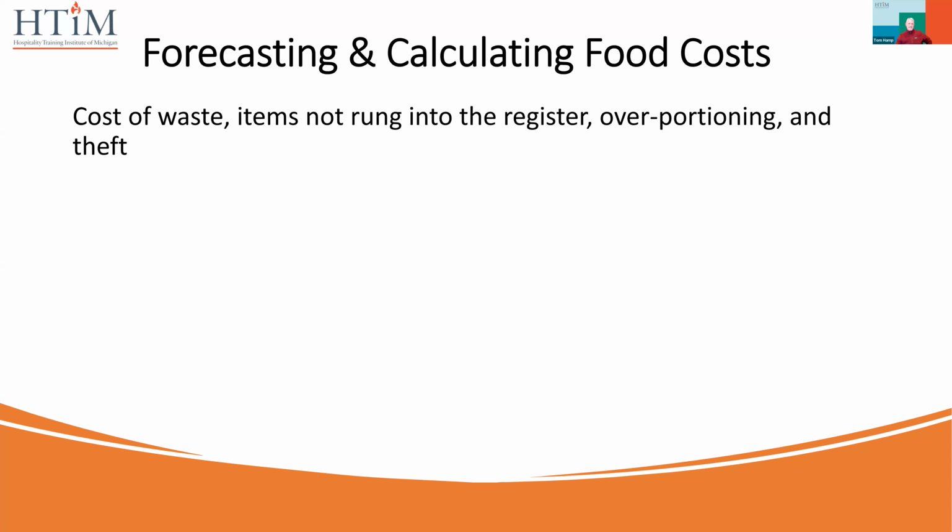So sometimes these things can get in the way of being reported. The cost of waste typically doesn't get accounted for unless we're using those waste logs to try to figure out what's going on there. But the waste just goes in the trash, right? So again, how can we be better? Any items that are not rung into the register, whether it's an error or somebody's doing it deliberately, over-portioning and theft. All food purchased has to be utilized, right? Try to. We know we're going to have a certain amount of waste, but again, we're trying to do our best job of using everything that we've purchased.